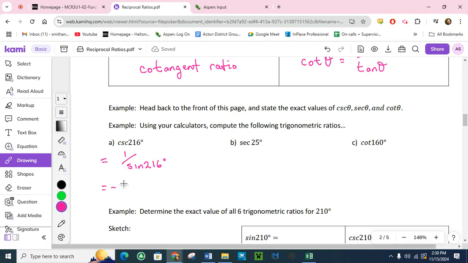And I'll go to 3 decimal places. That's kind of been the standard so far this unit. About negative 1.701. Did you guys get that too? It's just calculator work, but we're using this new definition. It's just the flip. So secant of 25, there's no secant button on your calculator. It's just the flip, the reciprocal of cosine 25. 1 divided by cosine 25. Whatever that is, about 1.103.